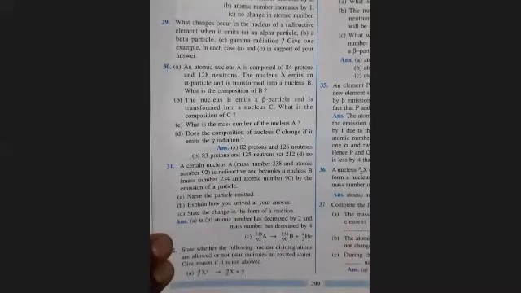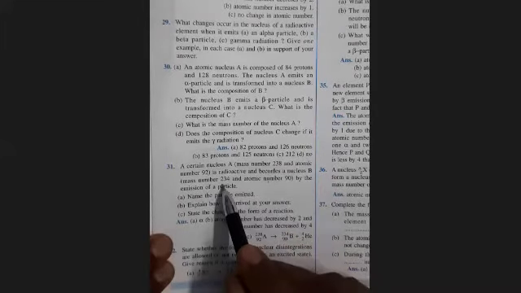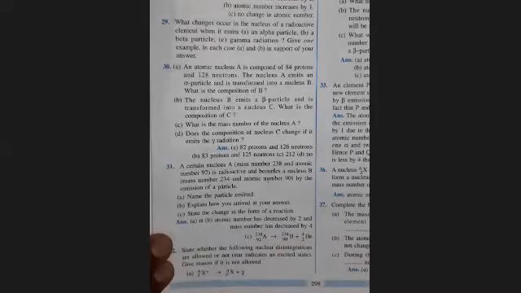What is the change in the mass number? Earlier it was 238, now it is 234, means mass number has decreased by 4. What is the change in atomic number? Earlier it was 92, now it is 90, means decreased by 2. It means which particle has been emitted? So it is the alpha particle. Because when one alpha particle gets emitted, atomic number decreases by 2, mass number decreases by 4. So we will write, name the particle emitted: alpha.